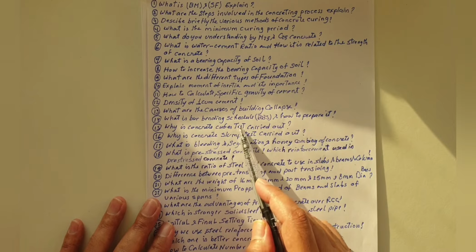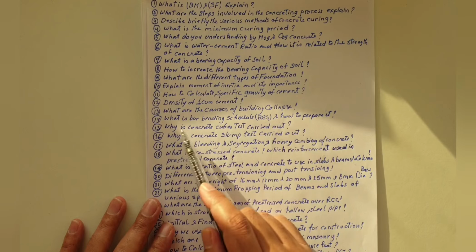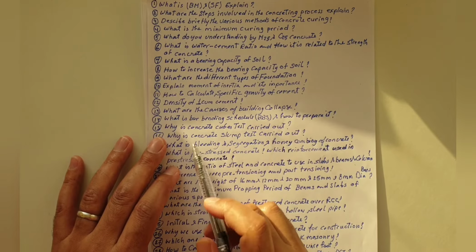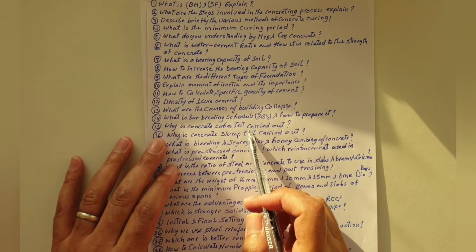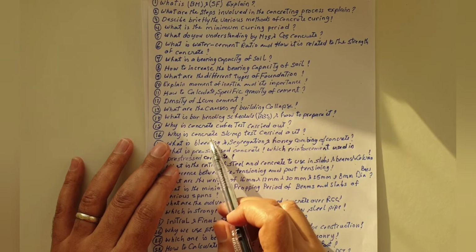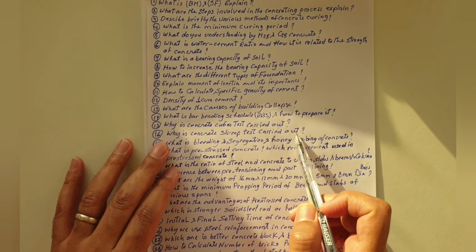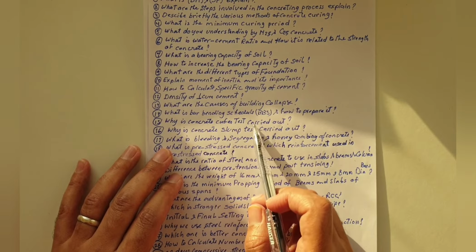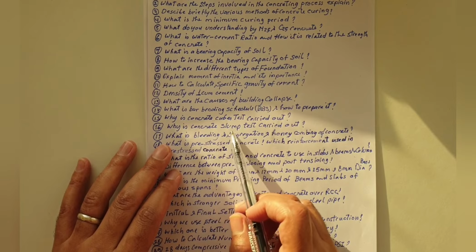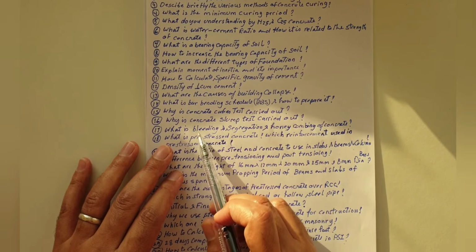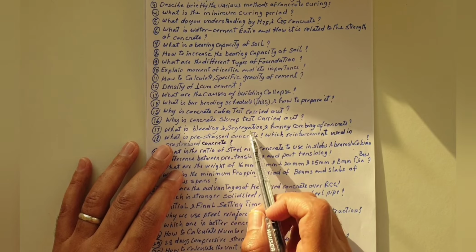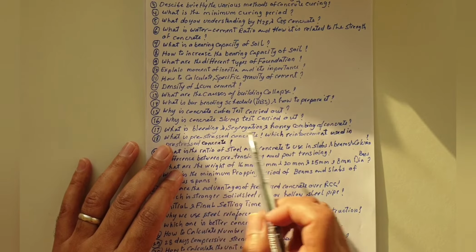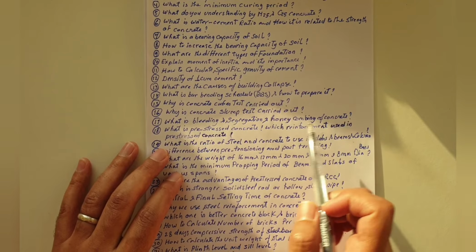Why is the concrete cube test carried out? Why is the concrete slump test carried out? You have to explain to him why we do the concrete cube test and why we do the concrete slump test. What is the meaning of bleeding, segregation and honeycomb of concrete?